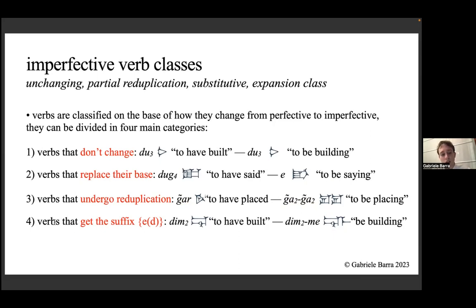And the last category would be the verbs that get the suffix -ed. Now the D, just like the K in the genitive, never appears basically in the form itself. So dim, which means to have built, just like du, there are basically synonyms, more or less. Dime, which again takes the E from -ed, to be building. So you see that's four different categories you have to account for, and 70% of the verbs just belong to the first one, so no real change.